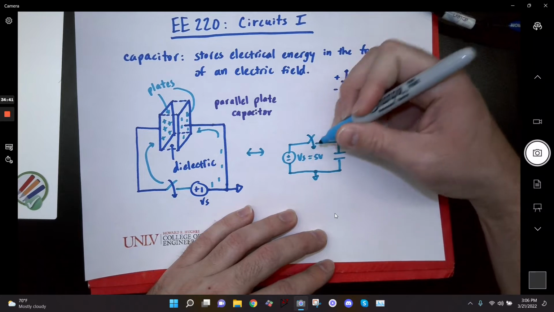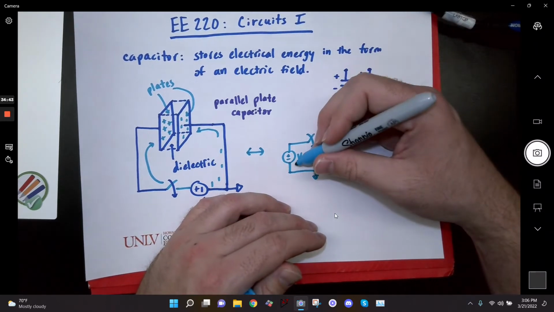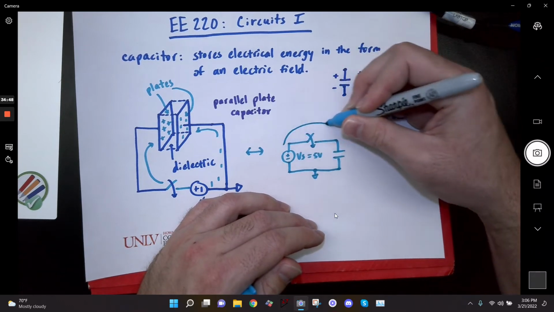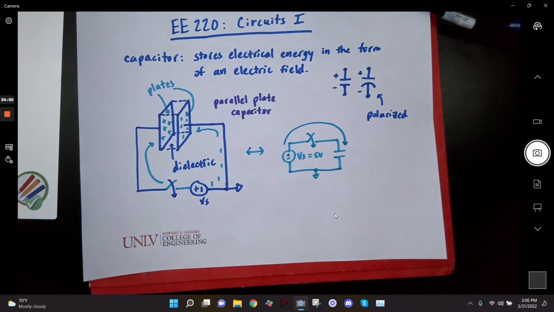So after I close the switch, you can think of either electrons pooling up on this plate, or you can think of current filling up the capacitor. A lot of people like to think of capacitors as like a bucket for charge. You're basically pouring charge into the bucket.